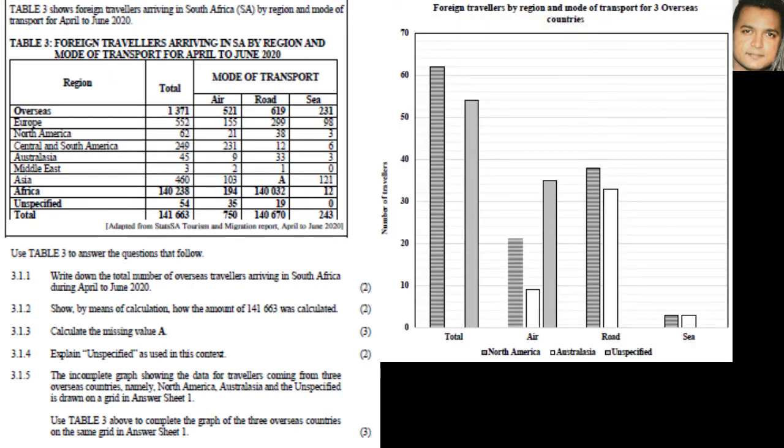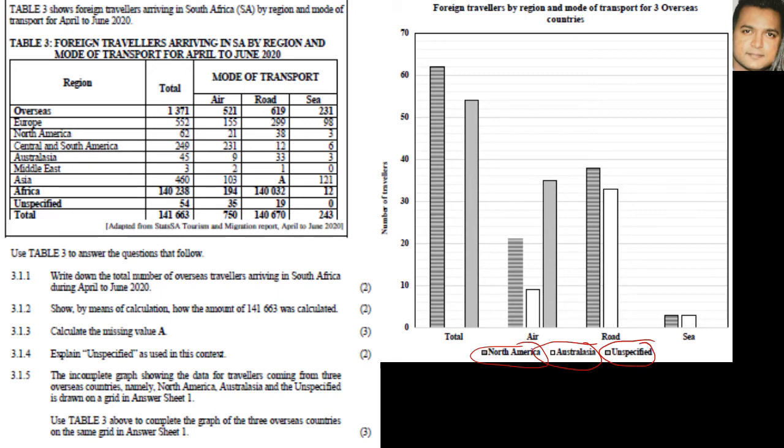The incomplete graph showing the data for travelers coming from 3 overseas countries, namely North America, Australasia, and the unspecified, is drawn on a grid in answer sheet 1. Use table 3 above to complete the graph of the 3 overseas countries on the same grid in answer sheet 1. Okay, so on the right hand side I have answer sheet 1, and if you look at answer sheet 1, right at the bottom we have North America, and then we have Australasia, and lastly we have the unspecified.